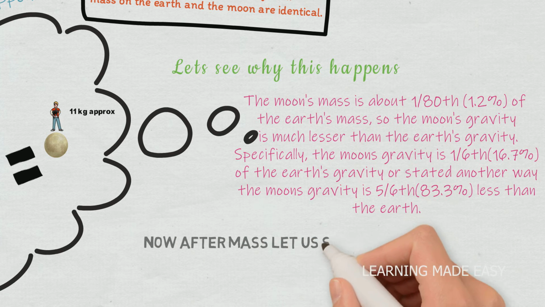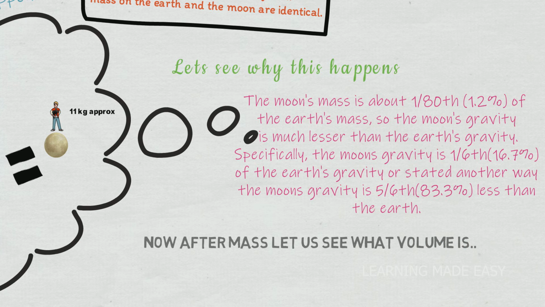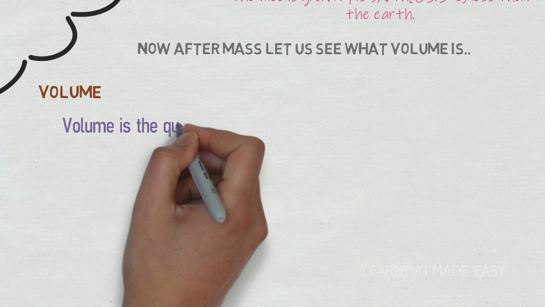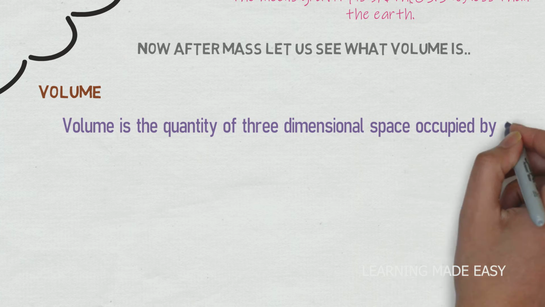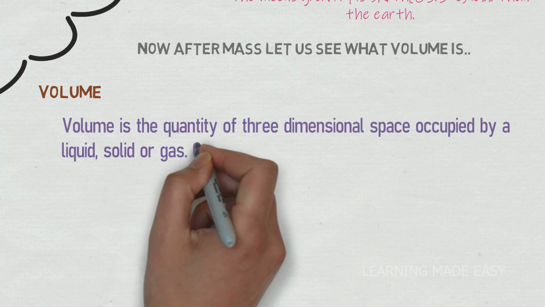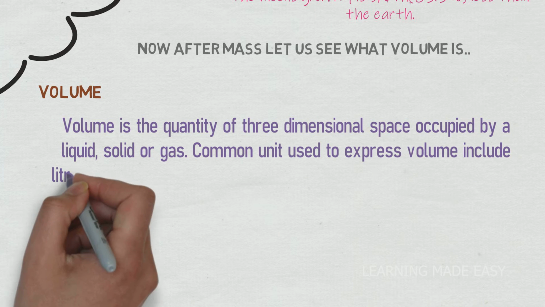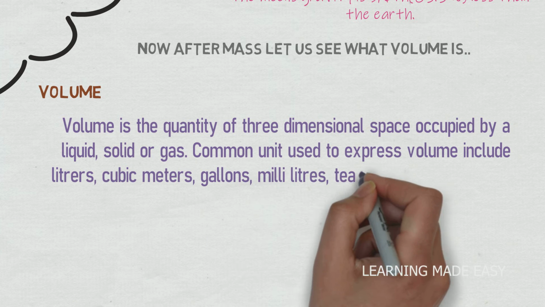Now let's move on to the next term, volume. Volume is the quantity of three-dimensional space occupied by a liquid, solid or gas. Common units used to express volume include liters, cubic meters, gallons, milliliters, teaspoon and ounce. There are many other units too.